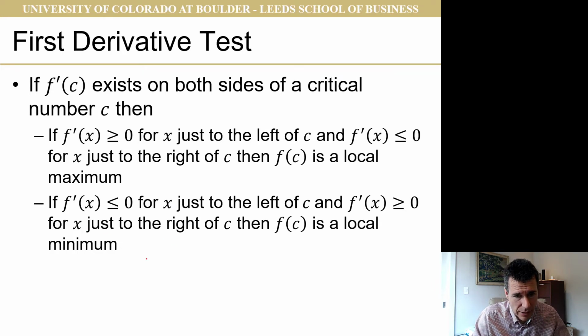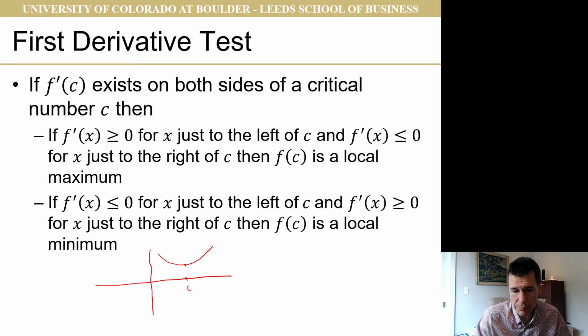Now, it's easier to think of this if we draw some pictures. So let's have this as c. Let's draw a local minimum, right? So there's our local minimum. Now, if we look just to the left, we see the function is decreasing. If the function's decreasing, then its slope is negative, which means that f prime of x is less than or equal to 0. Just to the right of this local minimum, we can see the function's increasing. If the function's increasing, then f prime of x is bigger than or equal to 0. So to the left it's decreasing, to the right it's increasing. We have a local minimum.